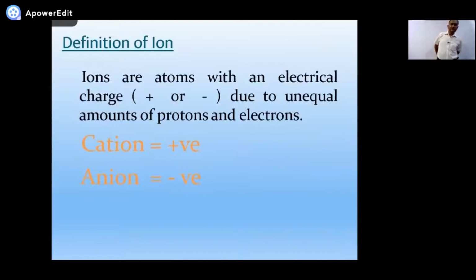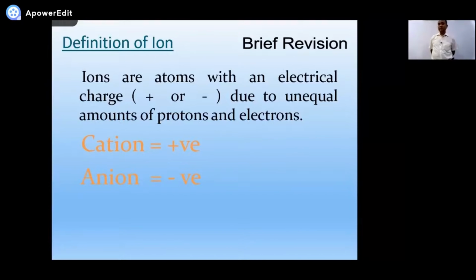So what we did yesterday, we went through ion. We know that an ion is something, an atom on which you can see a plus or minus charge. All right? On which you can see plus or minus charge.